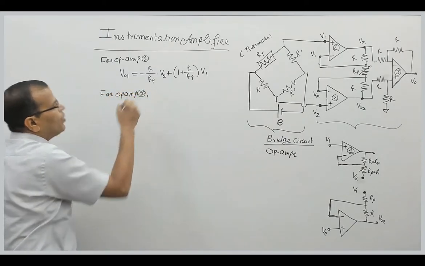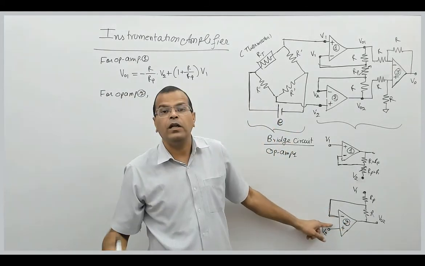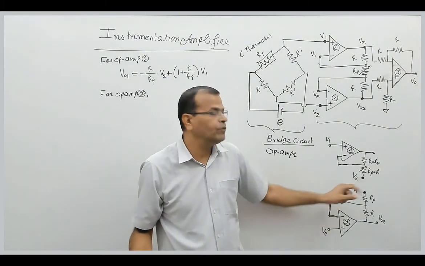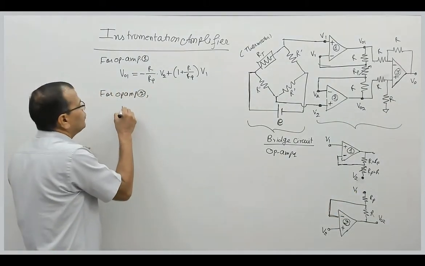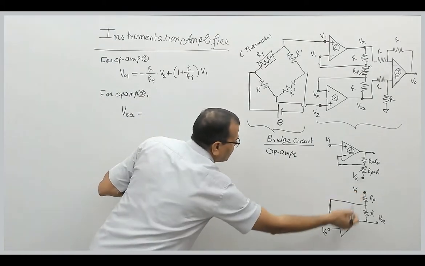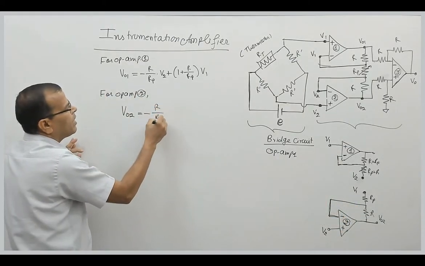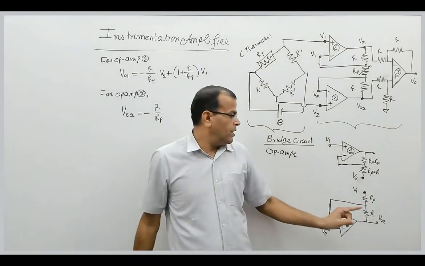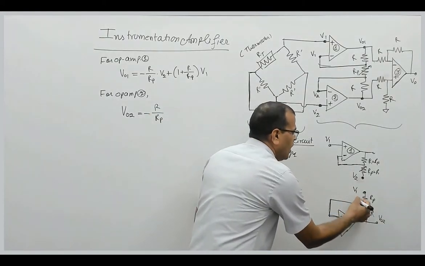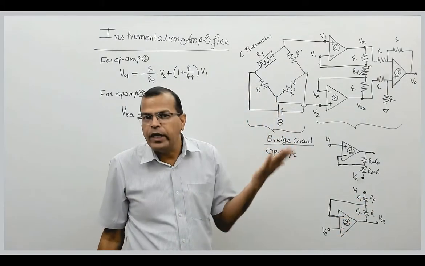For op-amp 2, what do we have? See it carefully. This is op-amp 2, so that is another amplifier. Non-inverting input is V2, inverting input is V1. So gain of this V02 with respect to inverting terminal is minus R by RP. See it carefully, in the feedback path it is R. So this is RF and this is R1. That is a simple circuit which we have already discussed.